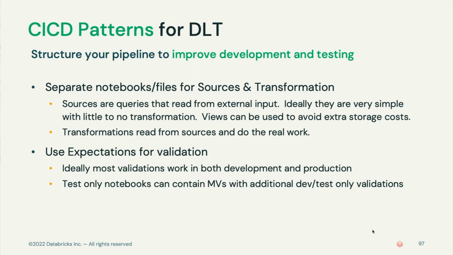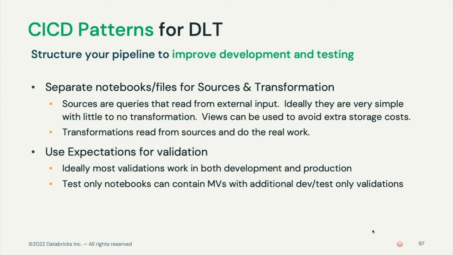Now, there's a pattern you want to use here to make your DLT pipelines work well, which is you want to structure your pipelines correctly by separating sources and transformations. Sources are queries that read from external inputs. This is where I was talking about modularization. You want to have interface boundaries between you and your upstream consumers. So ideally, these sources have little to no transformation, and you can use views. This is a great use case for views because they have no extra cost inside of the pipeline. Transformations, on the other hand, are where the real work of your pipeline is done. These are the same in all environments.